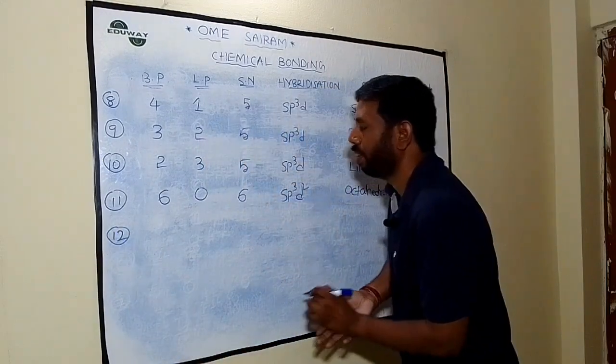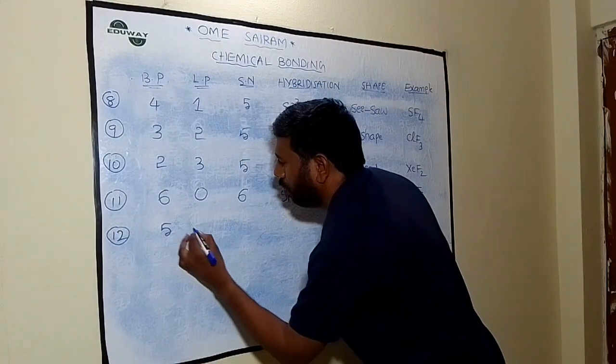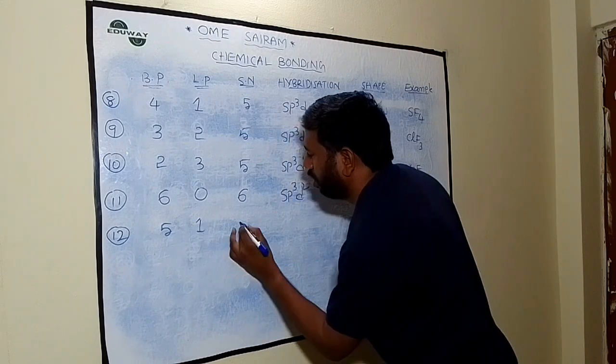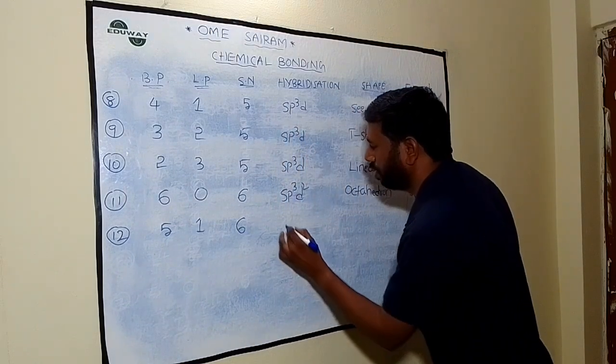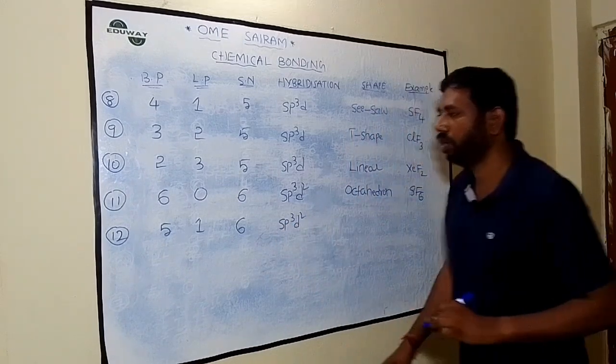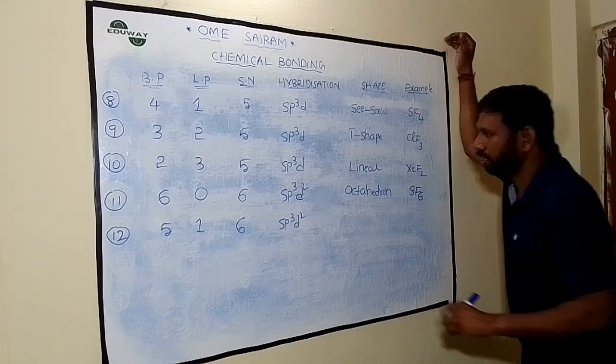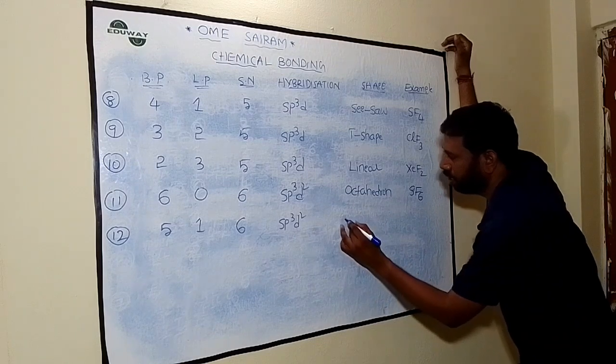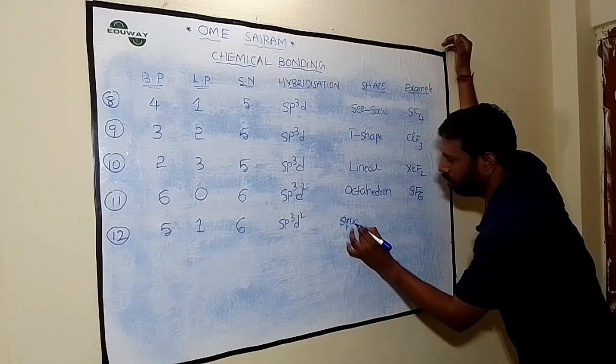Next example. 5 bond pairs, 1 lone pair. Steric number 6, hybridization sp3d2. If any molecule has 5 bond pairs and 1 lone pair, the geometry should be square pyramidal.